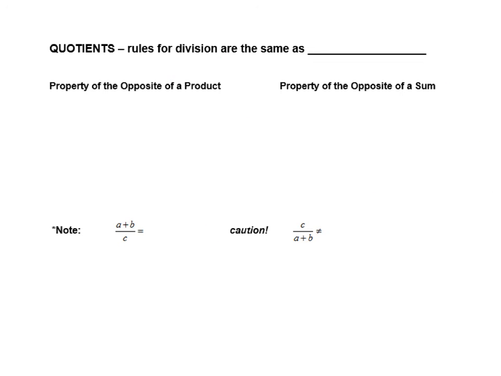Alright, moving on to division, quotients. Anytime you guys see that word, we are talking about division. So the rules for division are the same as multiplication. What that means is if you divide 2 negative numbers, you get a positive answer. If you divide one of each, you get a negative answer. We've got a couple properties to throw in here.